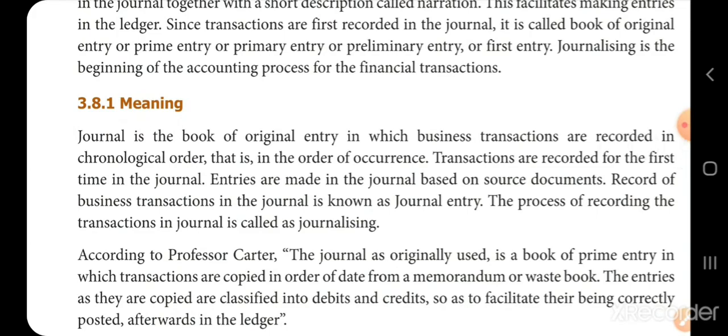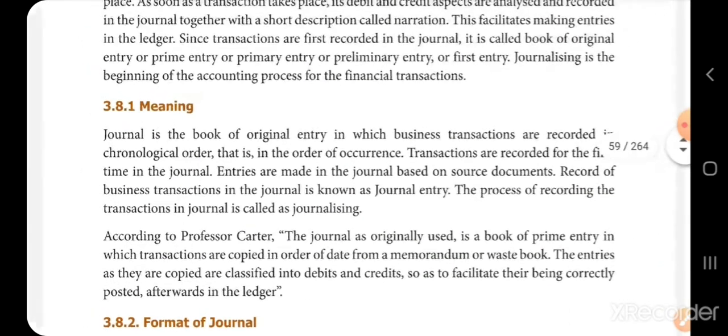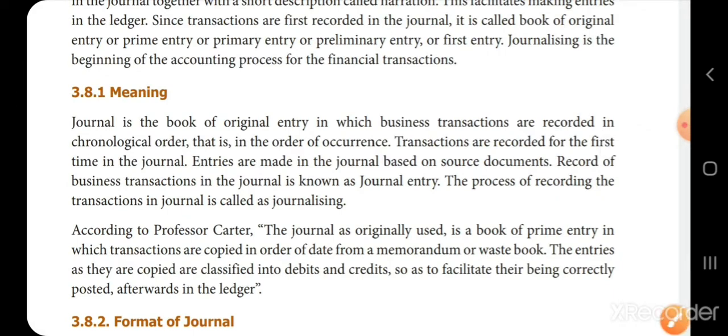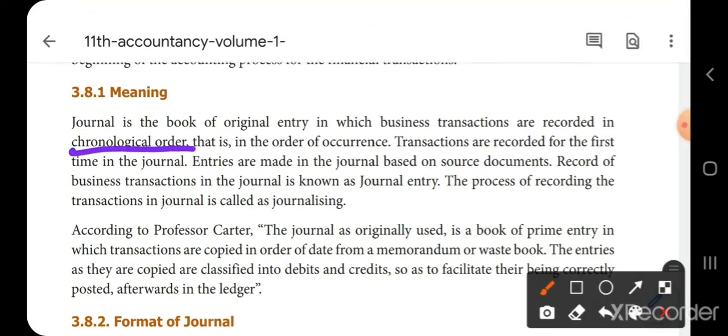Now, meaning of journal. Journal is a book of original entry in which the business transactions are recorded in chronological order, meaning date-wise, in the sequence from 1st to 31st. That is, in the order of occurrence. Transactions are recorded for the first time in the journal. Entries are made in the journal based on the source document. So till here you will write the meaning, if they ask the meaning of journal.